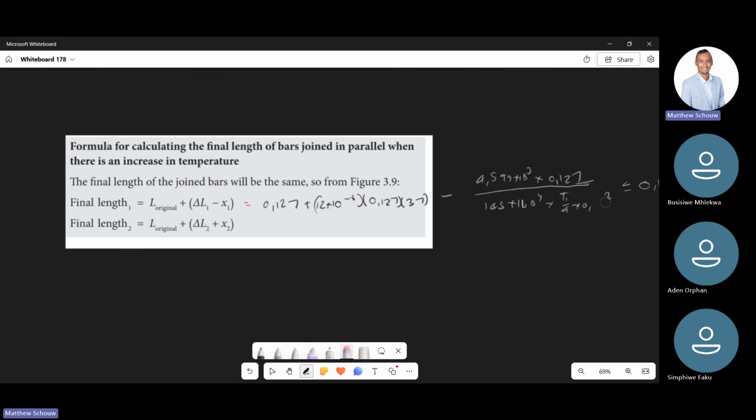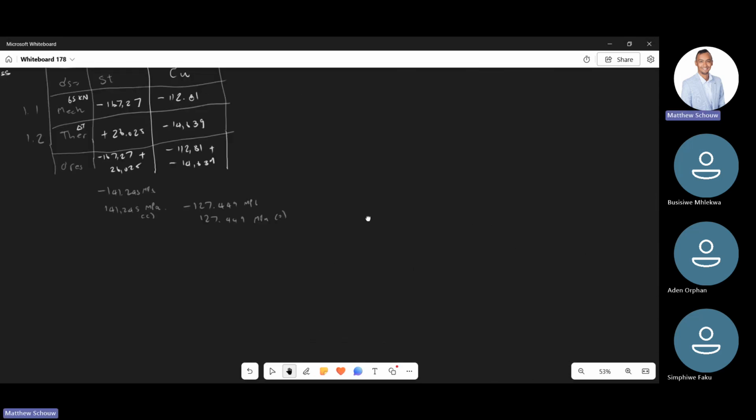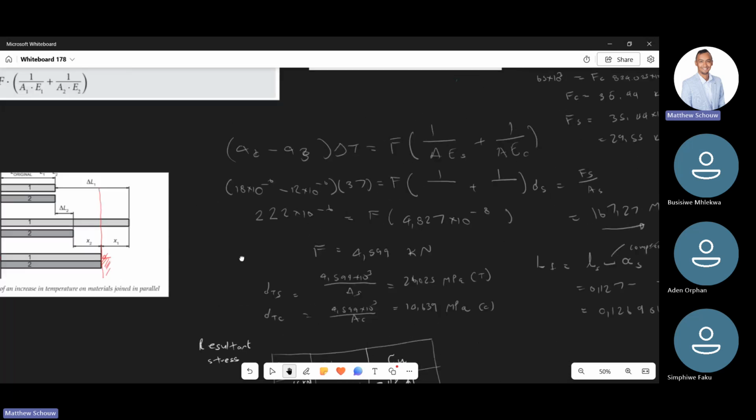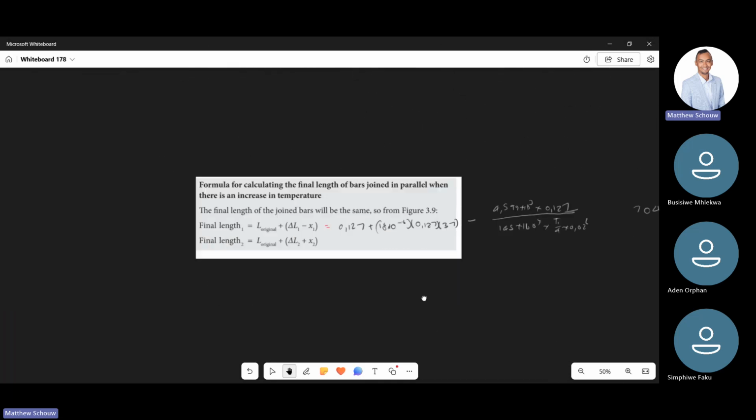So let me just change this to 0.02 squared. I just realized now we're doing the L1. And copper's linear expansion, I believe, was 18, if I'm right. 18 times 10. Okay, that's right now. Check now for me. I hope you guys are with me. I just want to confirm the linear expansion again. Is it 18? Yeah, okay.